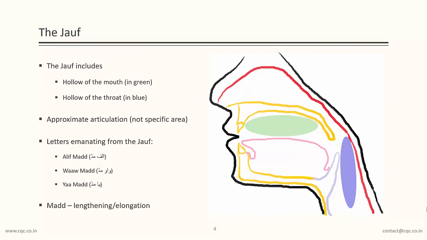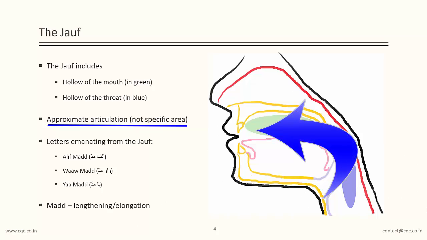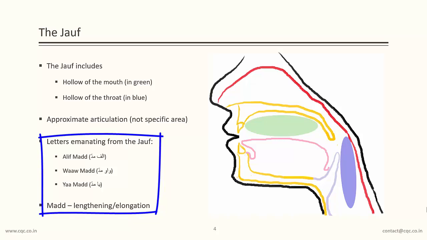Now, Jawf literally means emptiness or hollow. With respect to the boundaries of the Jawf within the mouth and the throat, it is this entire hollow area colored in blue and green. We already saw in the previous session that it is an approximate articulation point, since there is no exact or specific point associated to the sound. But this entire hollow area is used when we recite the letters associated to the Jawf. There are 3 letters which emanate from the Jawf: the Alif Madd, Waaw Madd and the Yaa Madd.